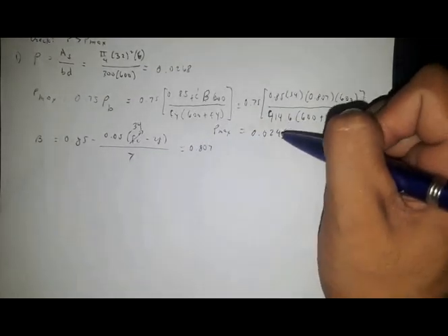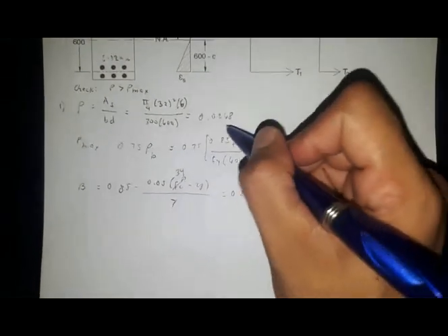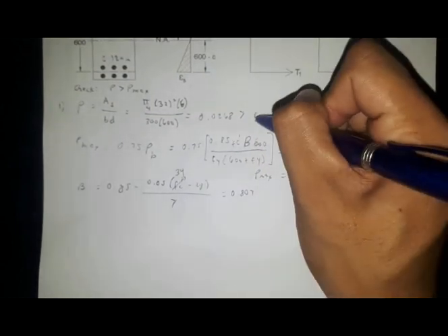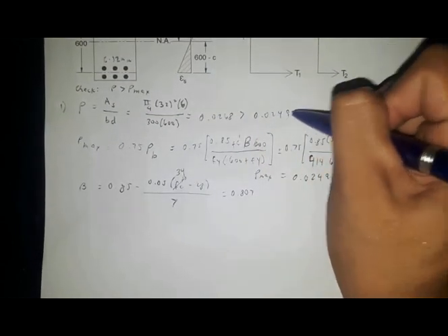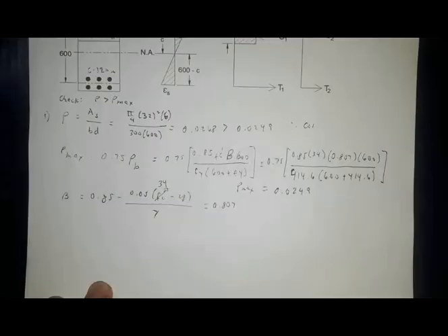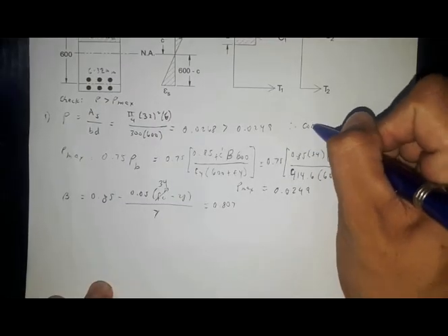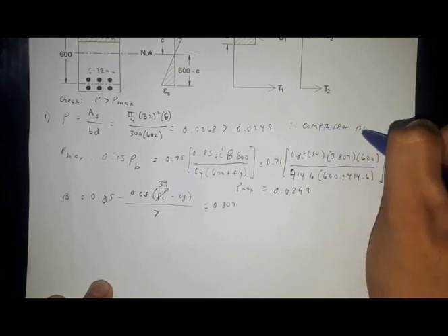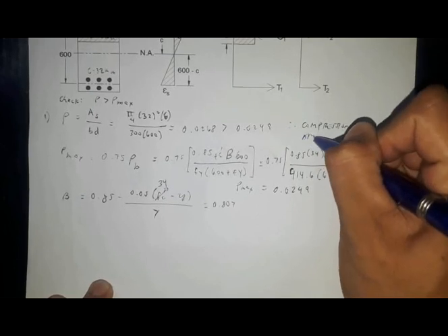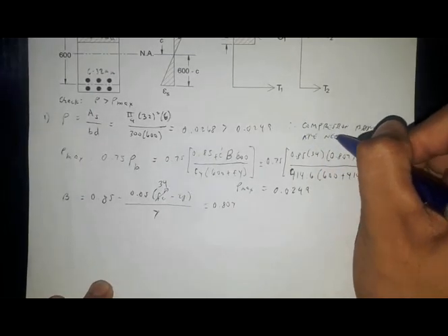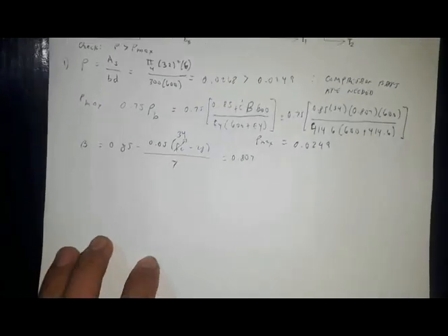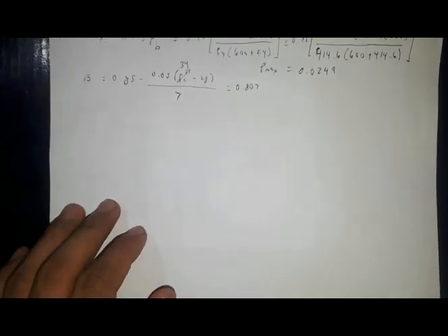So, i-compare natin. So, this is, the rho is greater than rho max of 0.0249. So, therefore, compression bars are needed. So, now, check naman natin kung mag-yield ba yung compression bar.